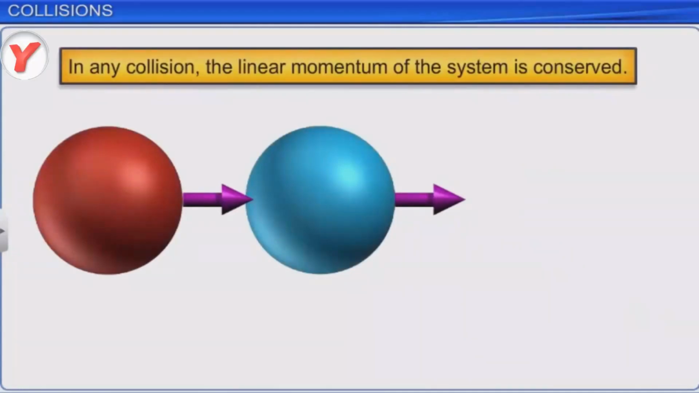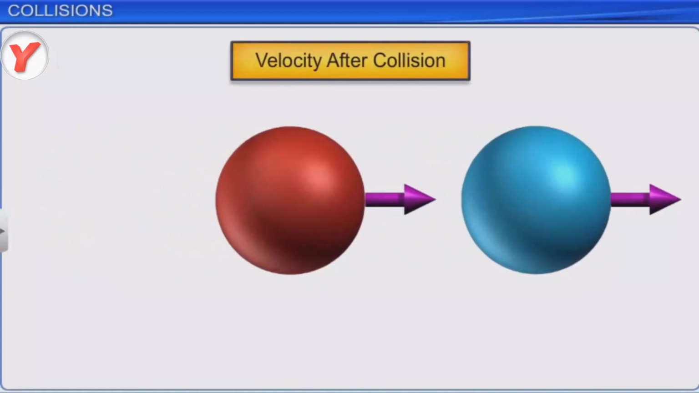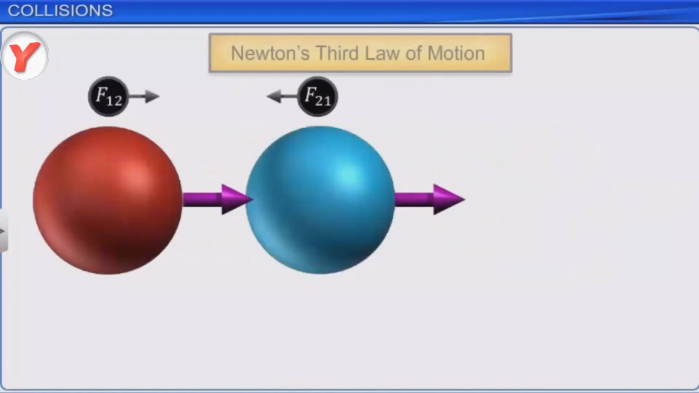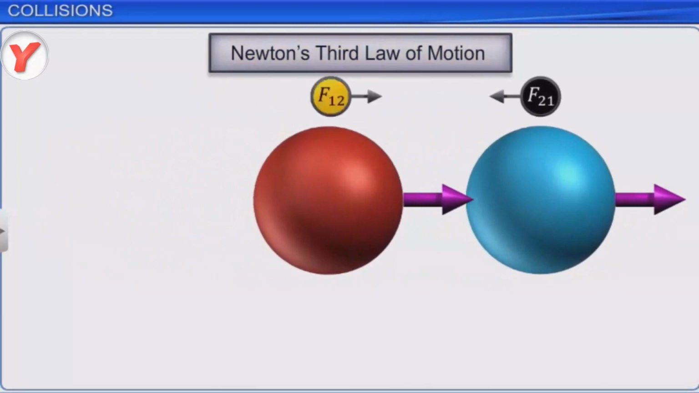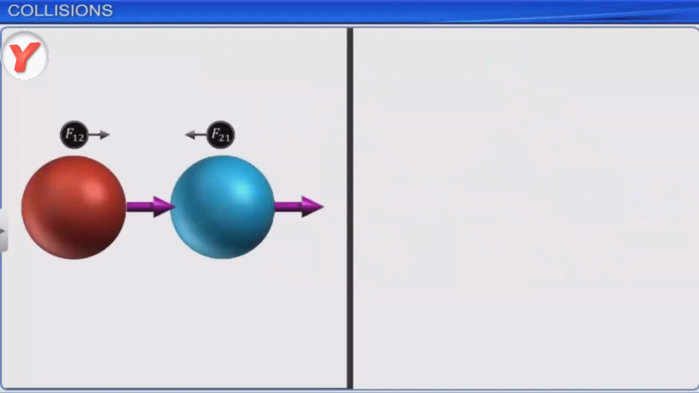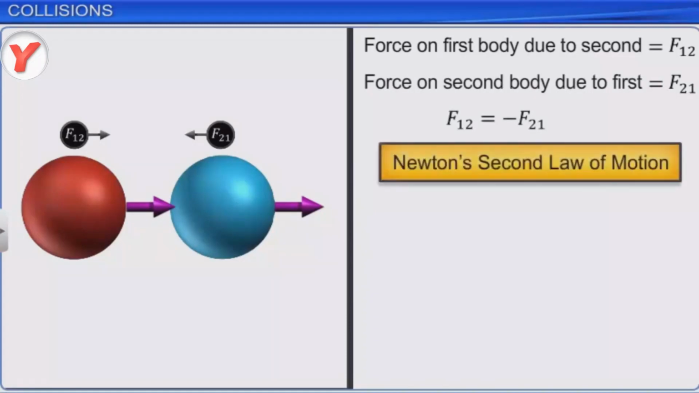In any collision, the linear momentum of the system is conserved. If we consider one-dimensional collision between two bodies, then from Newton's third law of motion, they experience equal and opposite forces, F12 and F21, on each other, such that F12 is the force on the first body due to the second, and F21 is the force on the second body due to the first. And F12 must be equal to minus F21.